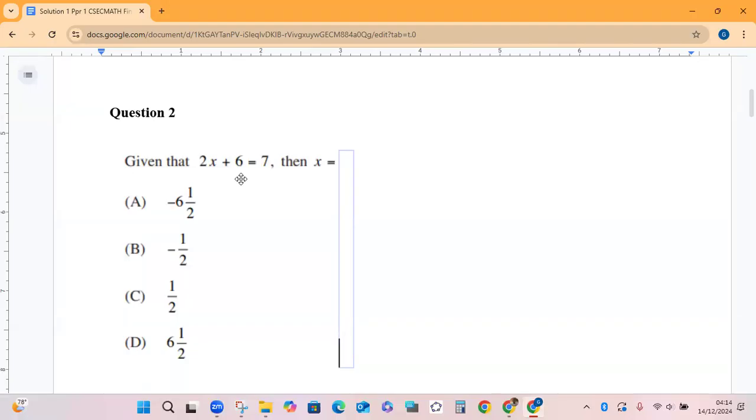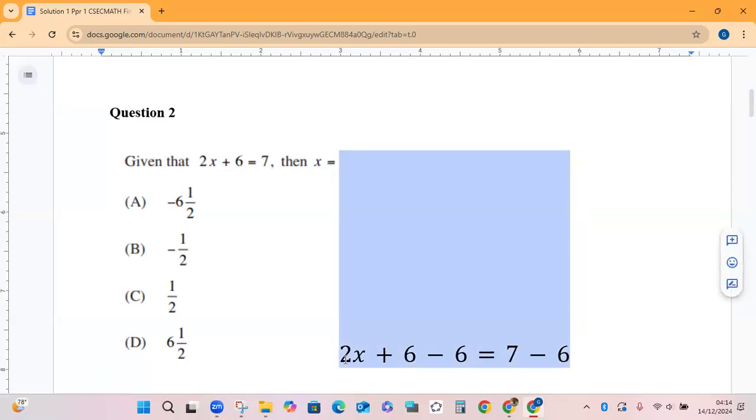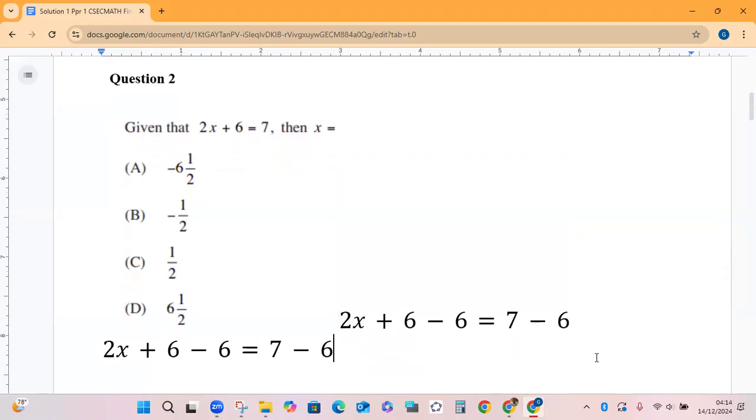So we have 2x. The 2 is a coefficient. It is left for last. Let's deal with the constant first. So we have a plus 6. To cancel out a plus 6, you have to subtract 6. 6 minus 6 is 0. But if you subtract 6 on the left, the 7 on the right has to undergo a subtract 6 also. You subtract 6 on the left, you have to subtract 6 on the right. And the subtracting of 6 will cancel out the 6 from the left side.